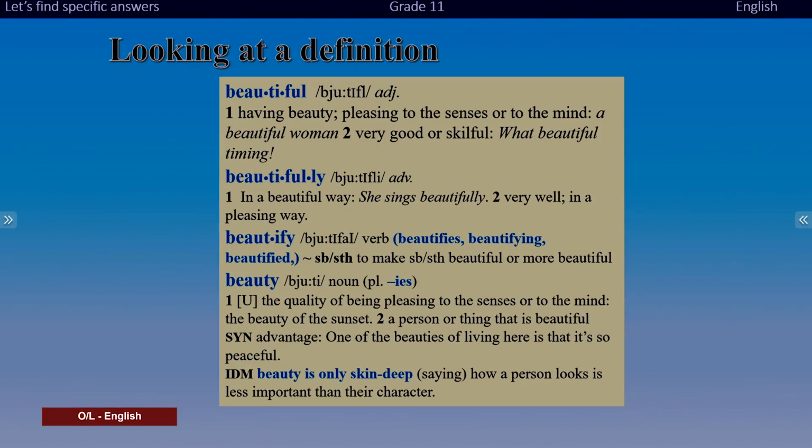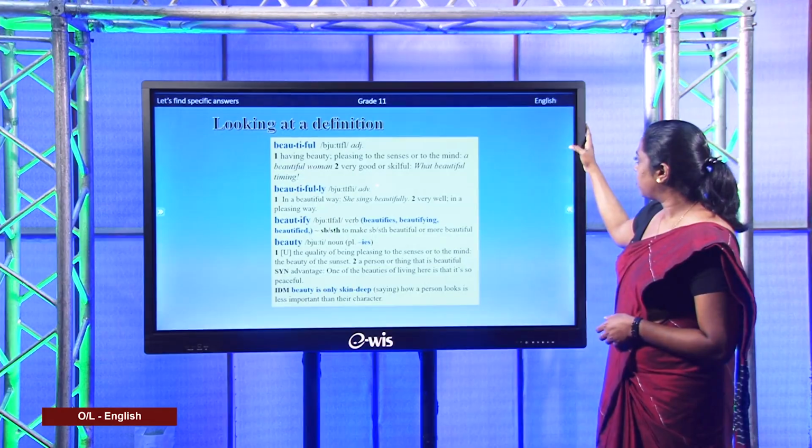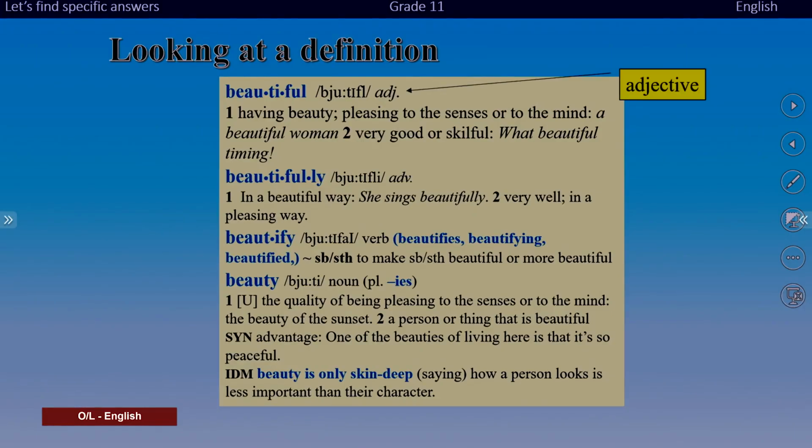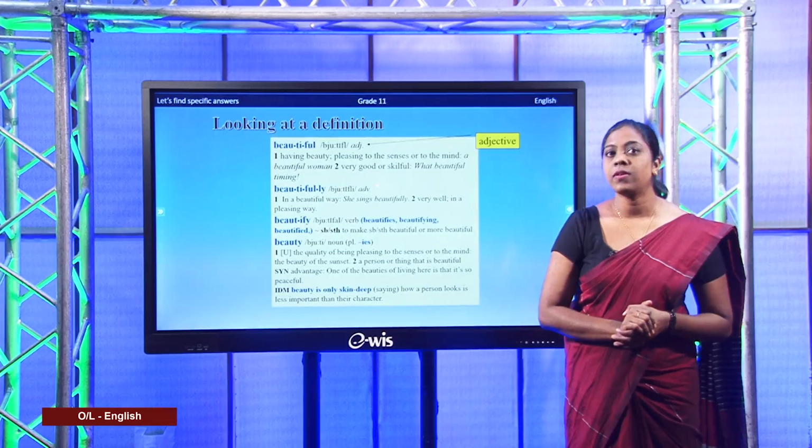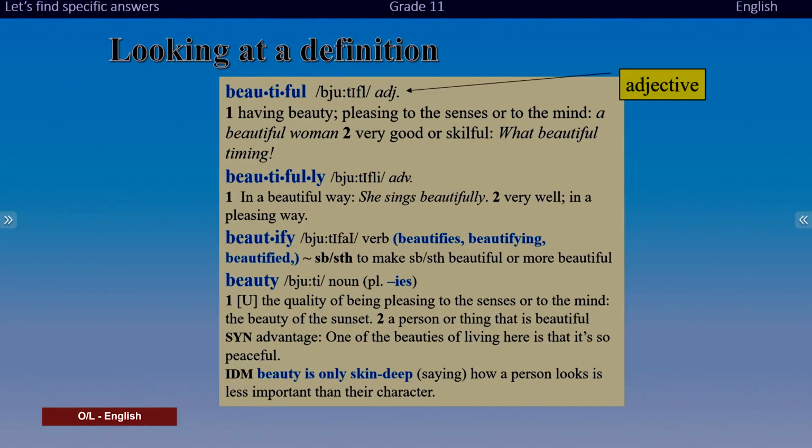What do you see after the first word? The first word is beautiful, and you see the abbreviation ADJ. What does that stand for? Adjective, definitely. Let's go to the next one. ADV, beautifully, ADV. ADV stands for adverb. And the third one, beautify.